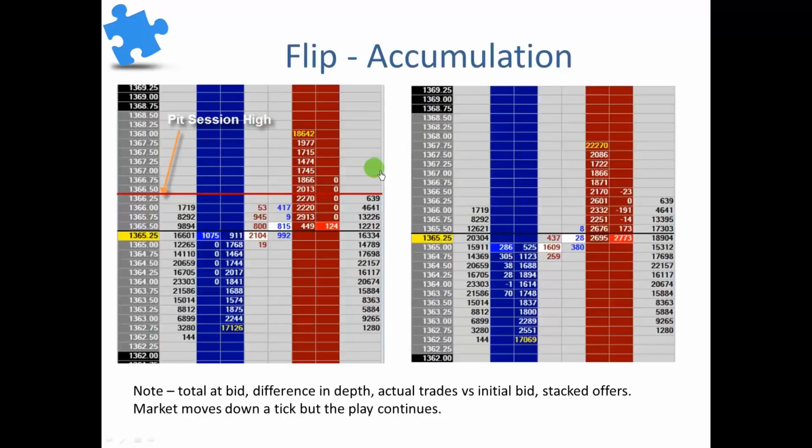Now, we did speak earlier about gameplay, which is another word for manipulation, or the art of getting people to sell to you so that you can buy, or getting people to buy from you so you can sell. It's also the art of putting other traders offside.